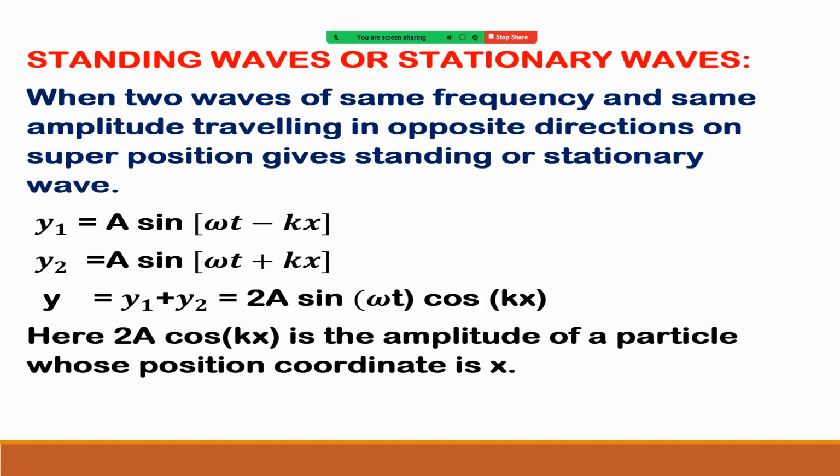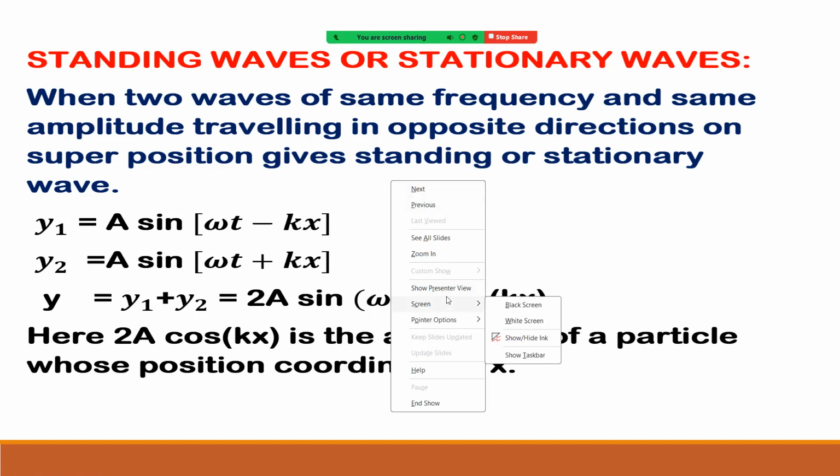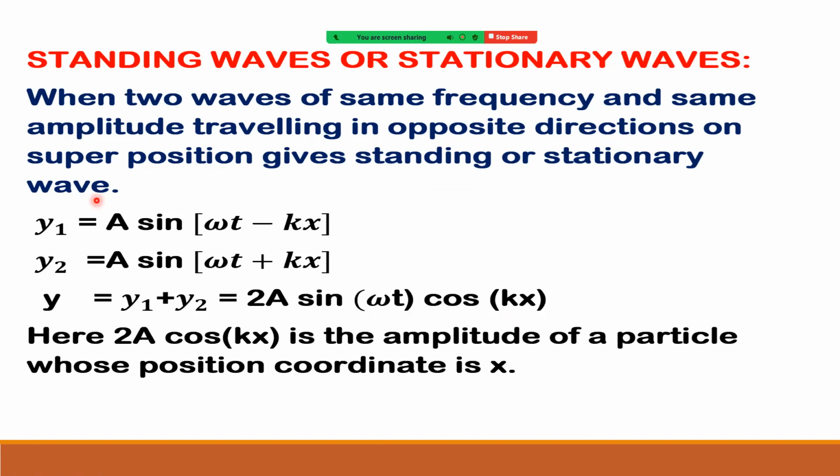So we are taking here one special case. We are taking two waves of the same frequency. One is traveling along positive x, the other is traveling along negative x. So the directions of propagation are opposite and both have the same amplitude. When these two waves superimpose, we get one pattern, and that pattern is known as standing waves.